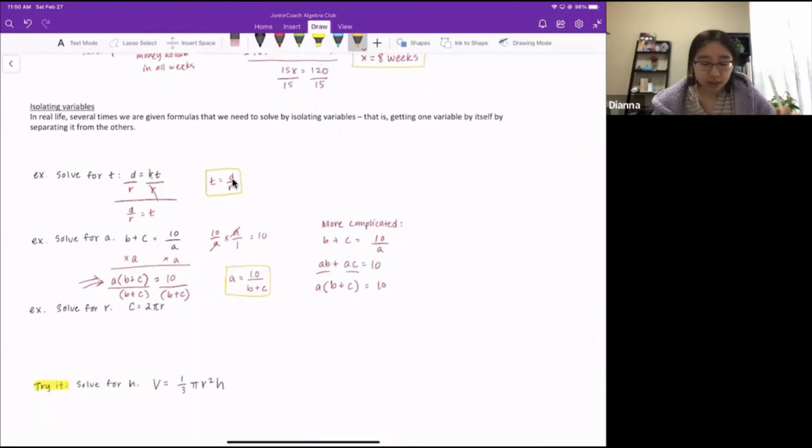Okay, solve for r is this next example. C equals 2 pi r. If you don't know, that's the formula for the circumference of a circle. Sometimes these equations will have no meaning, like this one had no meaning. But the first one and this one definitely do have meanings, so that's why I'm using them. So C equals 2 pi r, that's the circumference of a circle. So now we have some context as to why we're doing this. We want to solve for r, which is our radius.